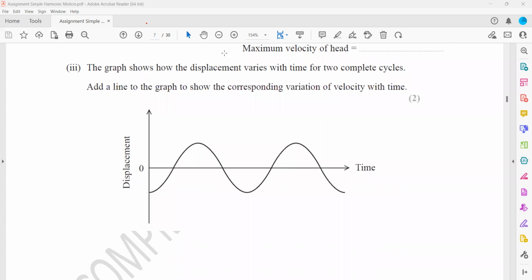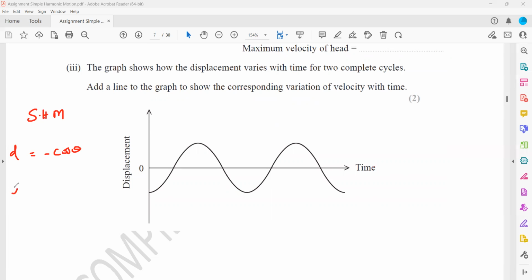The next part, this is a displacement graph. Add a line to show the corresponding velocity. First thing, as I mentioned, whenever you have simple harmonic motion, you have to identify the function which represents the displacement here. Which graph is this? It's starting with the maximum negative value, so it is a minus cosine graph. Because if it was a positive cosine, it would start with a maximum positive value.